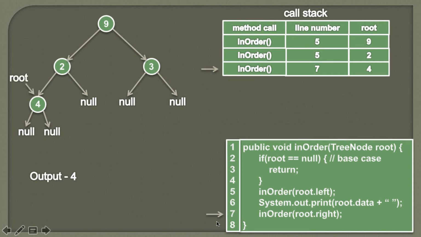And then we'll start executing from line 7. So when we reach line 8, we know that we have completely processed this in-order method. Therefore this method will be removed from the call stack, and the call will go to the method which had called this method. So now the call will go to this in-order method. And we know that we had left this method from line number 5. Therefore the execution point will start executing after line 5.